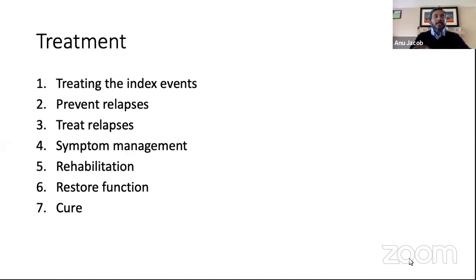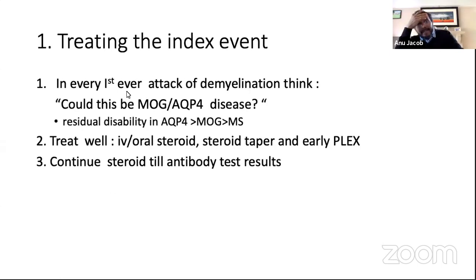So how do we treat patients with MOG? There are several aspects of treatment, of course. We'll focus on the first two. In my practice, for every new presentation of demyelination, I think this is most likely MS, but could this be MOG or could this be AQP4 disease? And I worry about that, and I do not want to undertreat them, particularly bearing in mind the risk of disability. So I give them high-dose steroids, intravenous if possible, particularly if the disability is high, or oral steroids if it's a mild optic neuritis.